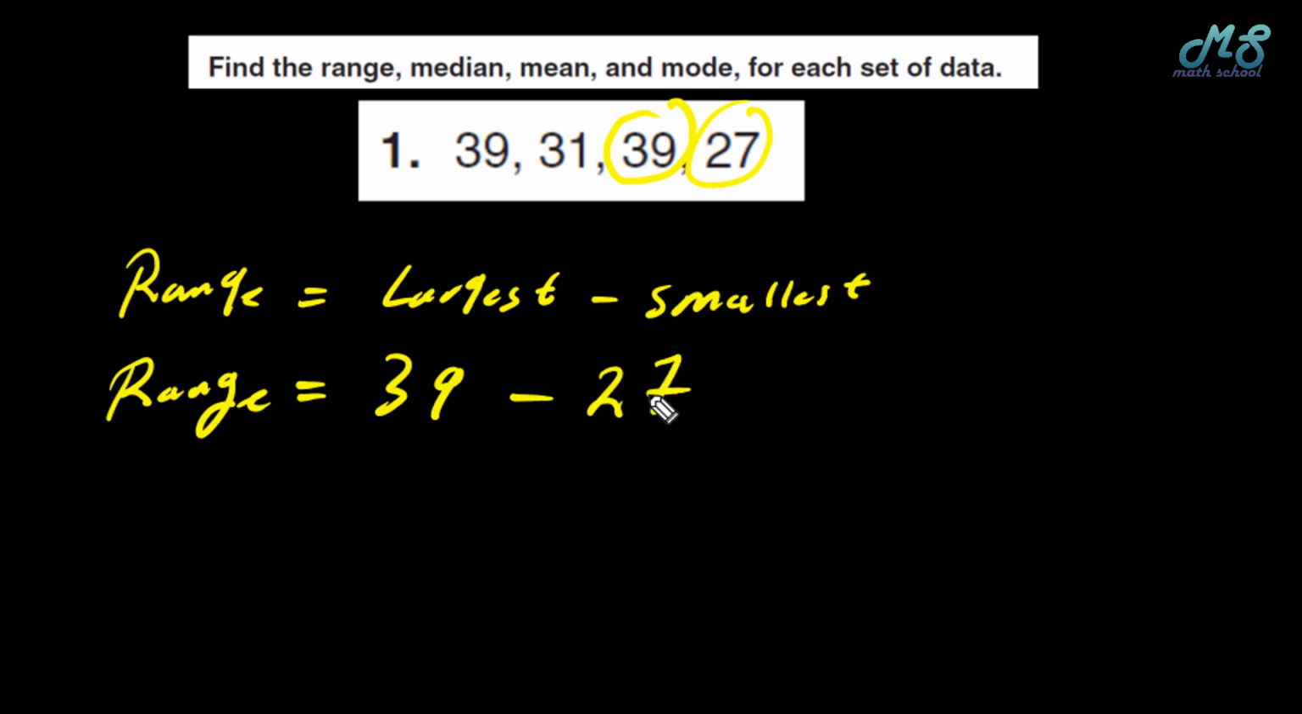So 39 minus 27. Just subtract to find the range. 9 minus 7 equals 2. 3 minus 2 equals 1. Now the range equals 12.